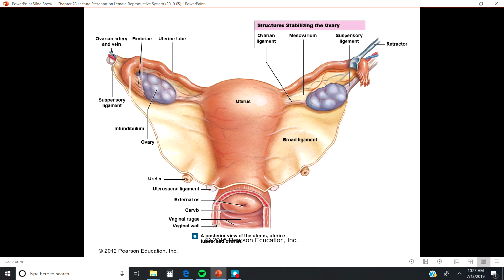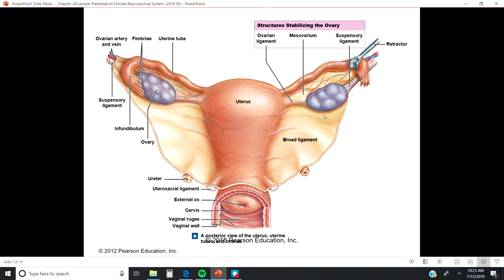If you take a look up over here, this is the uterus in the midline, and then off to the left and right. This is a posterior view, the back view. We see this big broad ligament, hence the name, the broad ligament. And the ovaries are suspended in place by this part of the broad ligament right here and right here. And this is what we call the mesovarium.